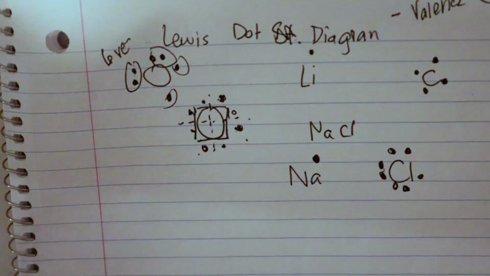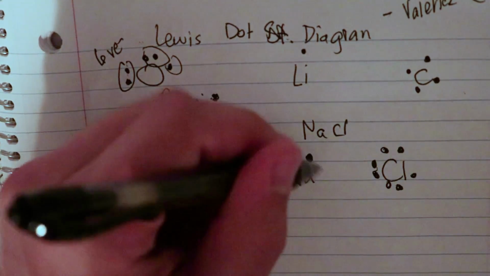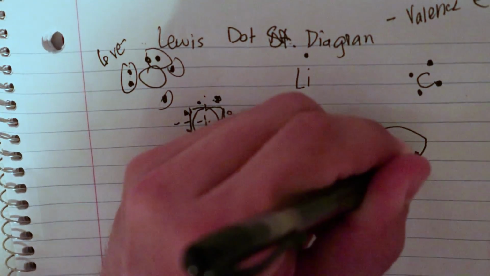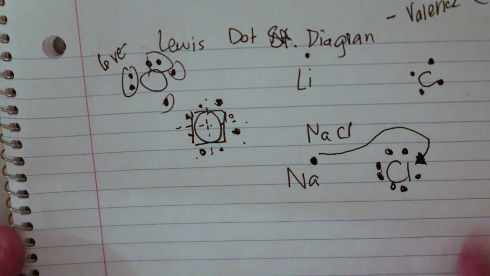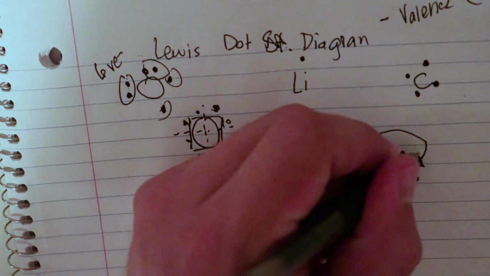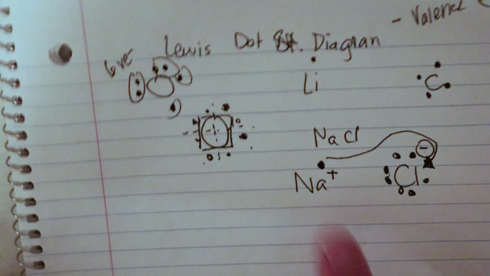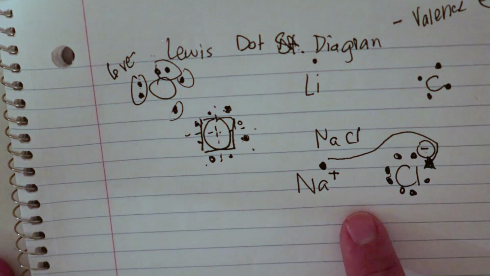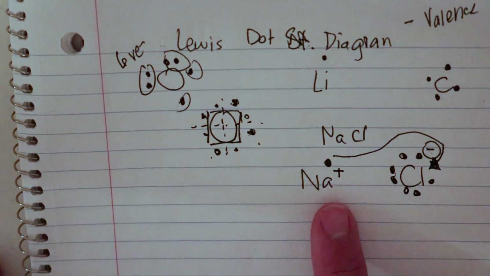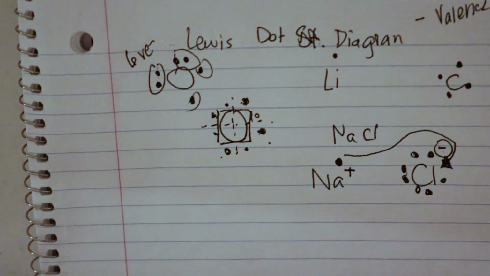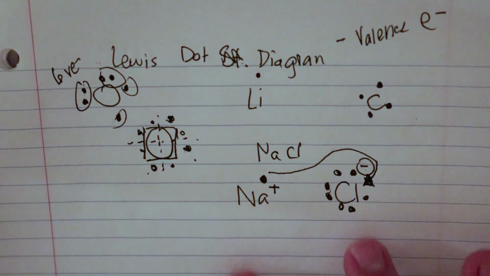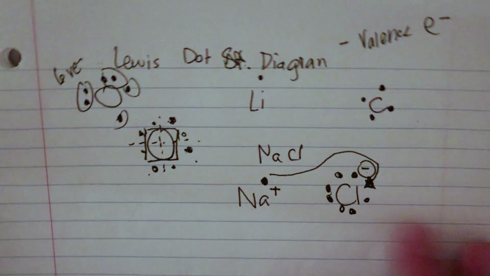So what's going to happen in the bond? In the bond, this electron, we can draw an arrow over here to where it's going to go. It's going to go over here. So now I see that this electron transfer has taken place. Sodium will now have a positive charge, and chlorine will have a negative charge, because chlorine got an electron, which has a negative charge, and sodium lost a negative electron, which will give it a positive charge because of the protons in it. That's how we can use a Lewis dot diagram to represent a chemical bond.